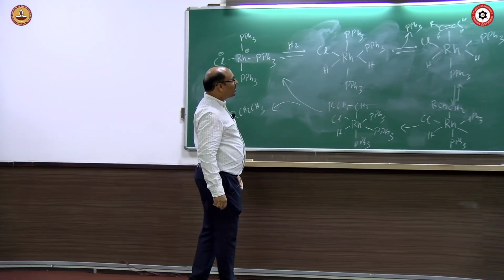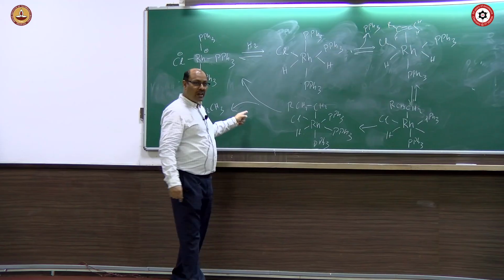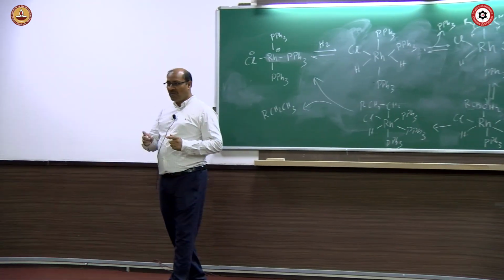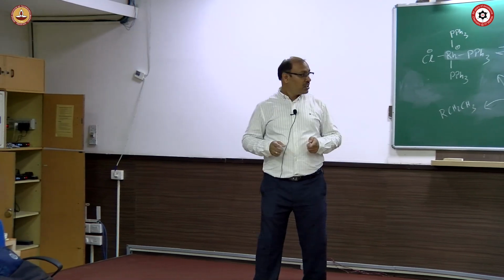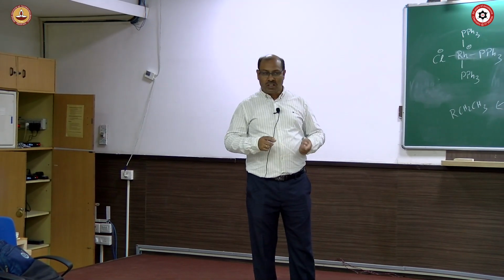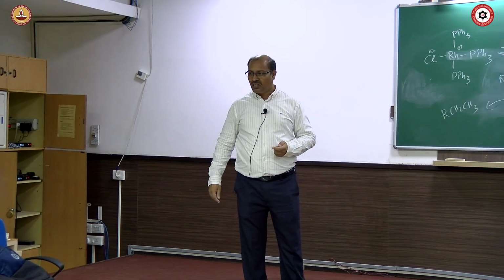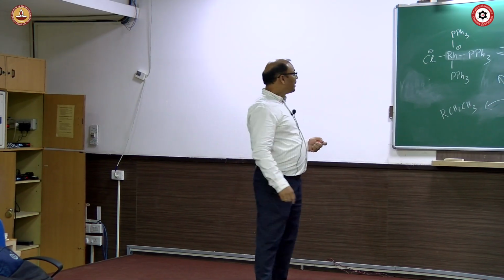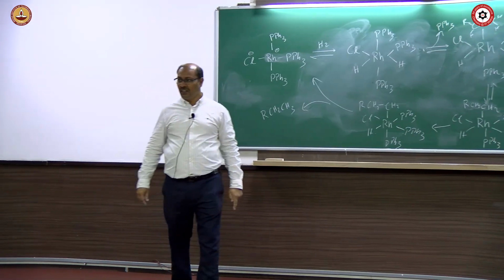And in between, the olefin becomes alkyl and the alkyl becomes alkane by reductive elimination. So the concept of oxidative addition, the concept of reductive elimination, the concept of migration, whatever I told you previously, all those concepts are here now. And at the end, the catalyst comes out for the second cycle.